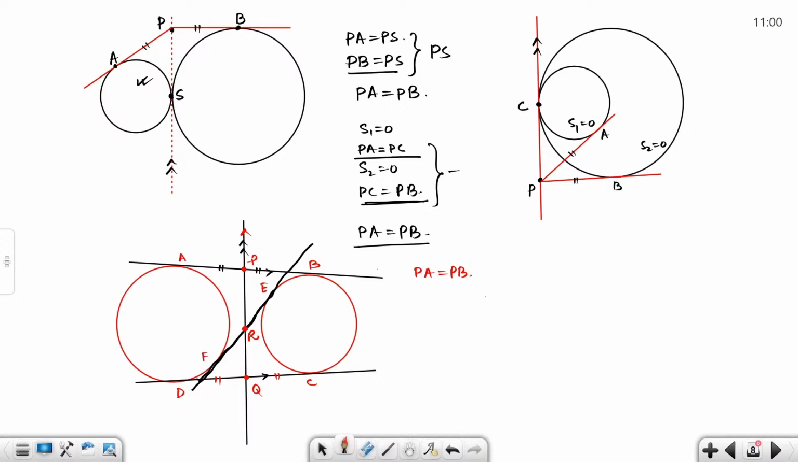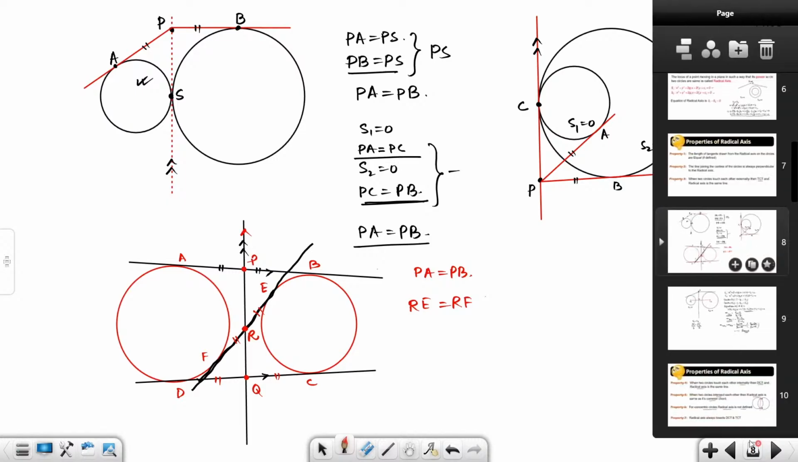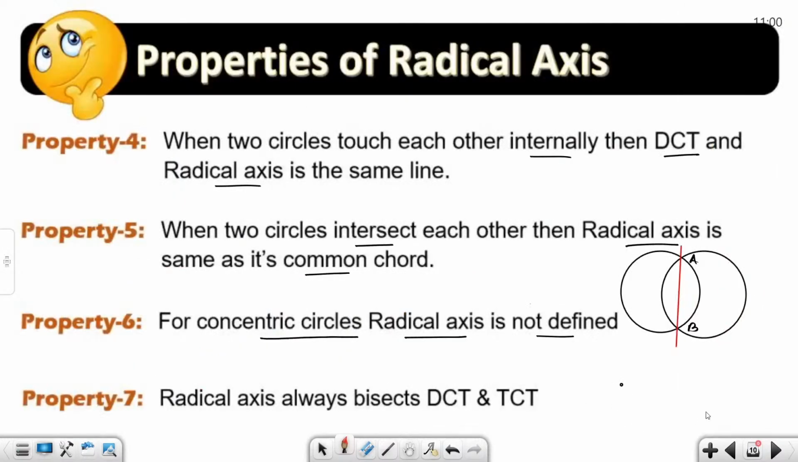Since R is any point on the radical axis, therefore the lengths of the tangents RE and RF will be equal. So what does it mean? It means that the radical axis is bisecting the transverse common tangent. Is this very much clear to all of you? So the last property they have said is that the radical axis always bisects the direct common tangent and transverse common tangent. So now it is clear to us, right?